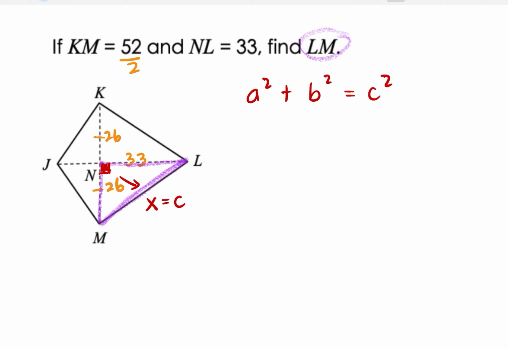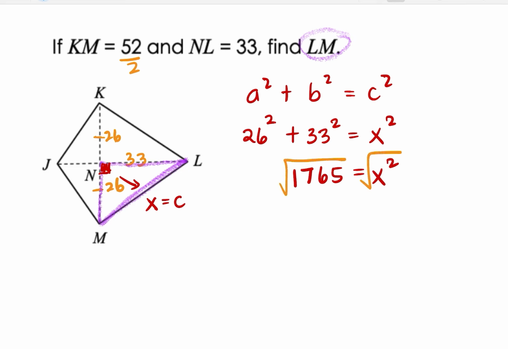So let's substitute. We'll have 26 squared plus 33 squared equals X squared. So taking the square of 26 and the square of 33, the sum would be equal to 1,765 equals x squared. Extract the square roots on both sides. We will get 42. So therefore LM, which is this right here, is equal to 42.